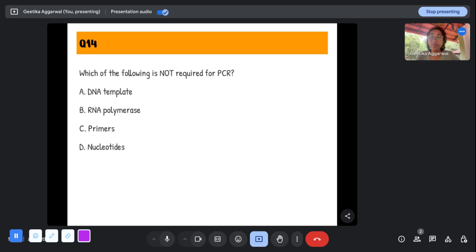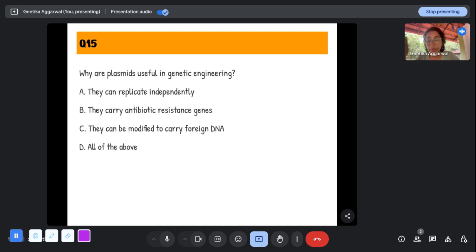Question number 14. Which of the following is not required for PCR? So, which of these is actually not a requirement for PCR? Is it the DNA template? Is it the RNA polymerase, primers, or nucleotides? Which of these is not required for PCR? So, yeah, the correct answer to this question is RNA polymerase. Why would we need an RNA polymerase? We would actually require a DNA polymerase for duplicating the DNA templates.